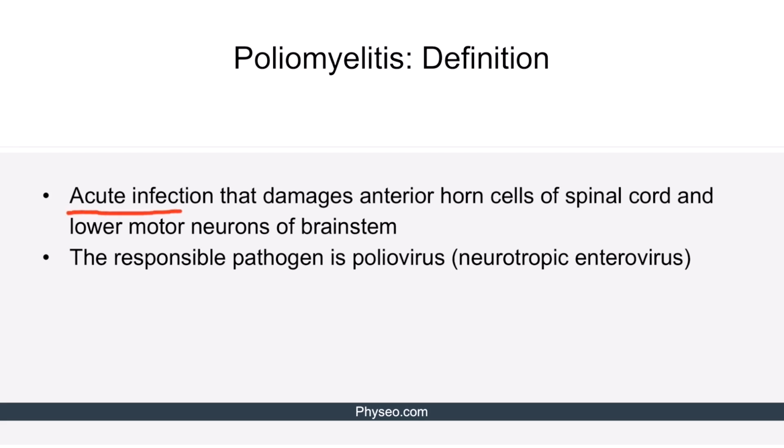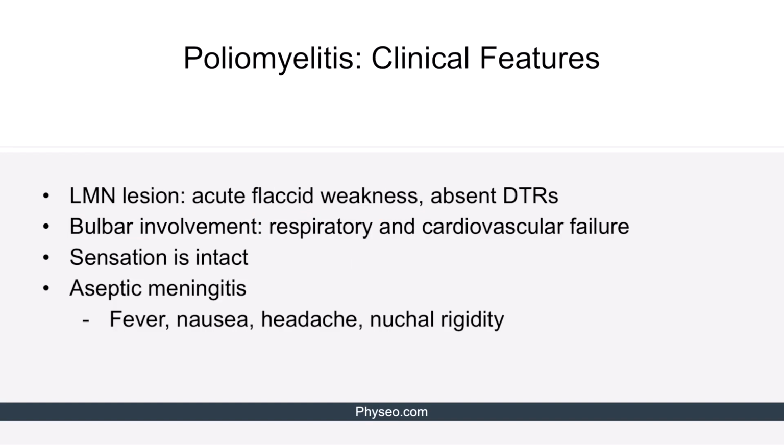Poliomyelitis is an acute infection that damages the anterior horn cells of the spinal cord and lower motor neurons of the brainstem. The responsible pathogen is poliovirus, which is a neurotropic enterovirus. Let's discuss the clinical features of poliomyelitis.